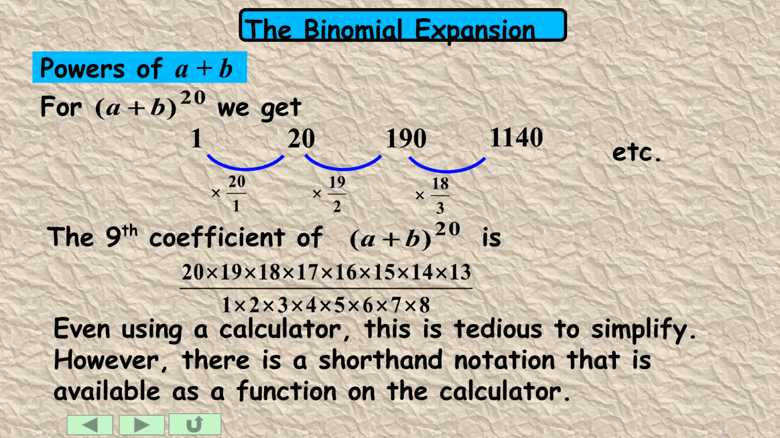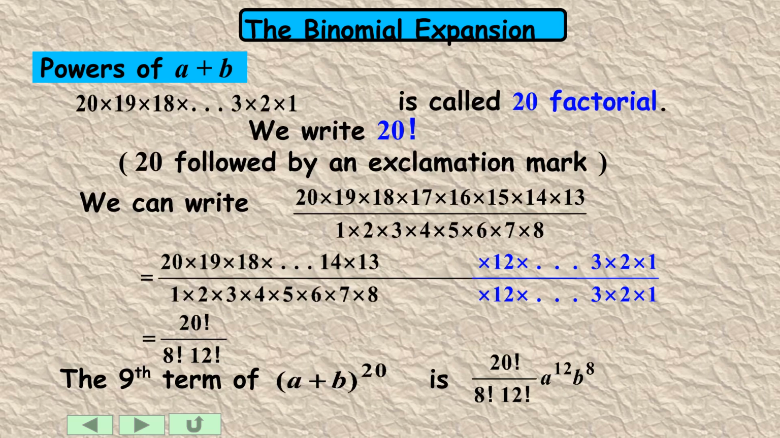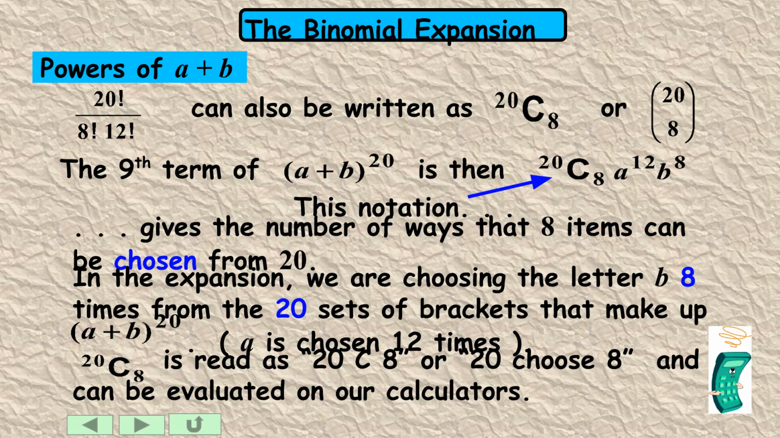the power of 20, Pascal's triangle becomes impractical due to its size. We can find each coefficient by multiplying the previous one by a simple fractional sequence. For a power of 6, the fractions are 6 over 1, 5 over 2, 4 over 3, 3 over 4, 2 over 5, and 1 over 6. To find the ninth coefficient of a plus b to the power of 20, we would need 8 fractions.